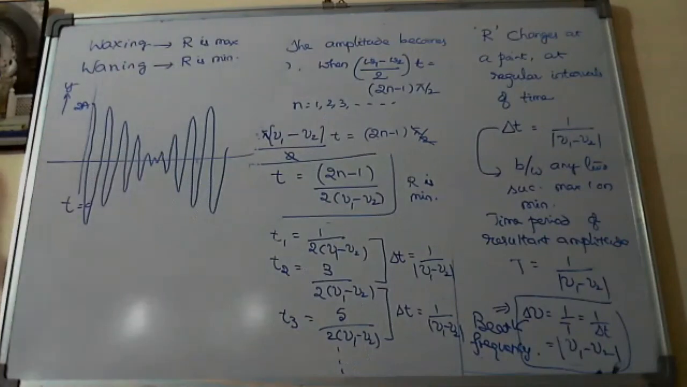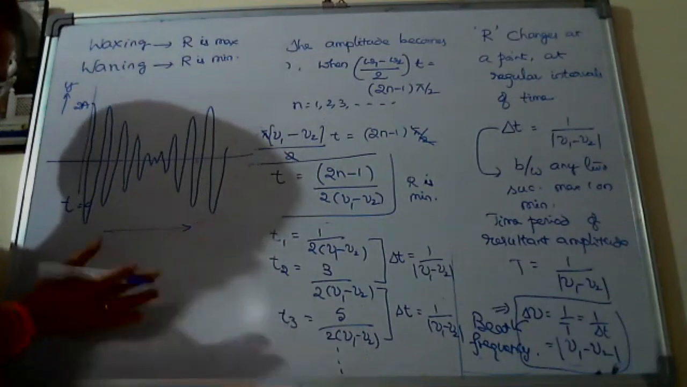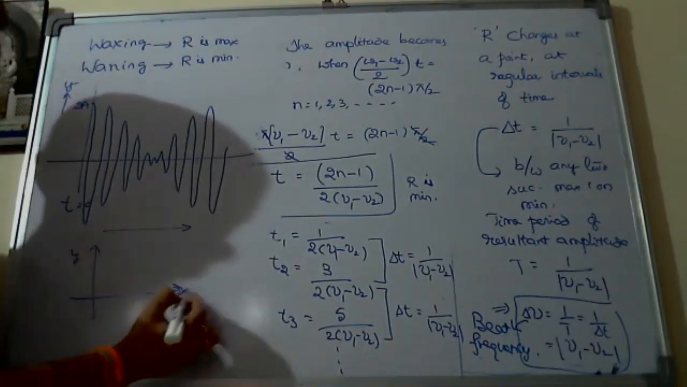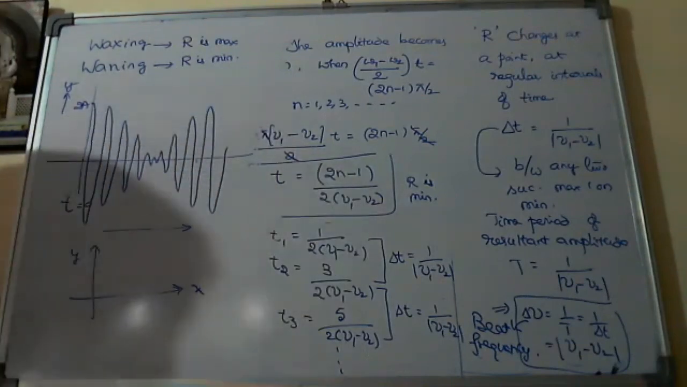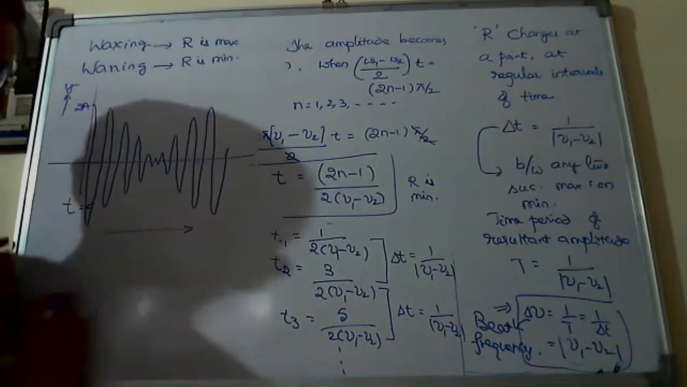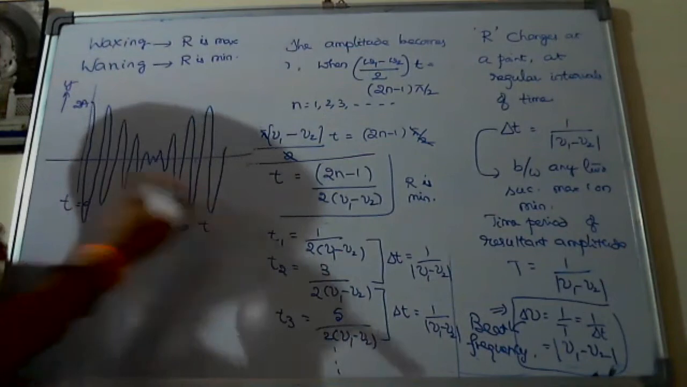Okay. It decreases and increases, not with x. Until now, we drew the graph between y and x, in stationary waves and organ pipes. But for the first time we are drawing the graph between y and t. Why? Because the resultant amplitude changes with time, not with x.